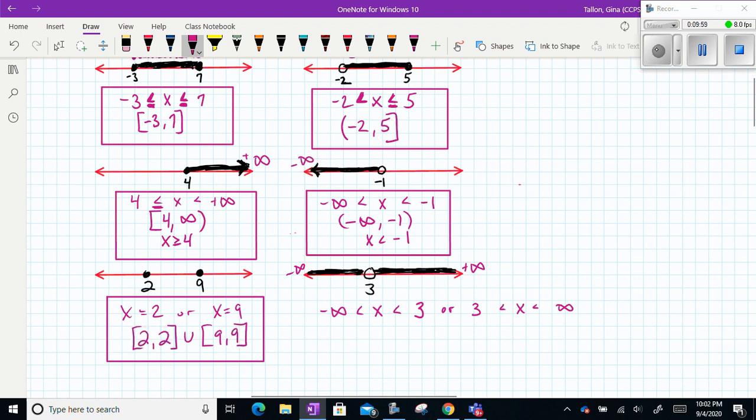Another way you could write this would be negative infinity, comma, 3, and you would leave parentheses around each of those. Union, which just means put together with it, 3 to positive infinity.